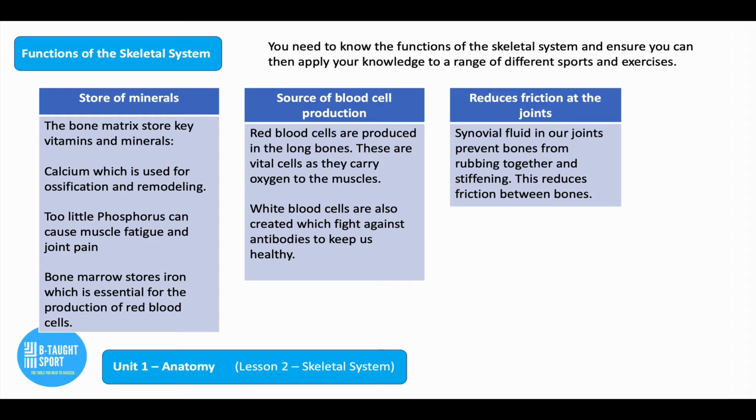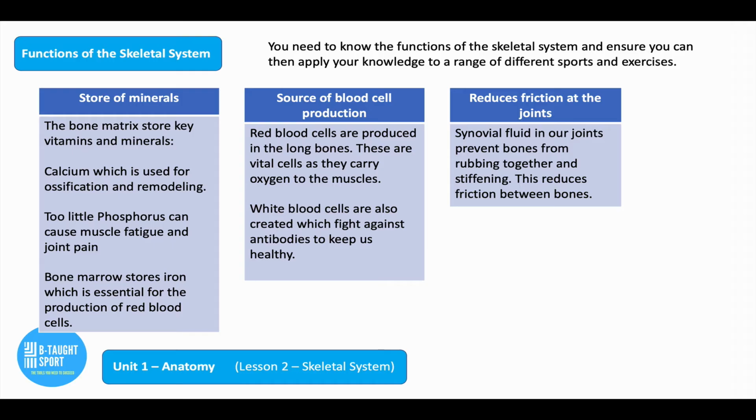These are produced in the long bone again. These are vital cells, as you know, they carry oxygen to the working muscles, and also white blood cells, and we definitely need these at the moment, and that's what helps fight against antibodies. So if we get flu, if we get a cold, if we get a disease, etc. And specifically at the minute, that's why they're trying to create a vaccine for the coronavirus, because what it does, it basically puts a tiny bit of coronavirus into your body, and then the white blood cells can actually fight against that antibody and basically work up an immunity to that disease, and that's what they're trying to do, obviously, as we speak.